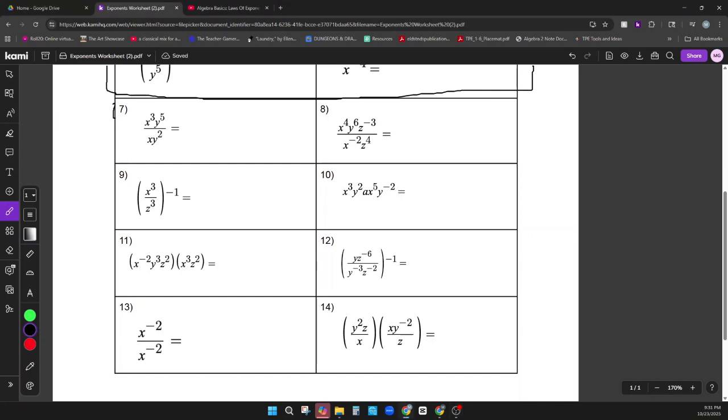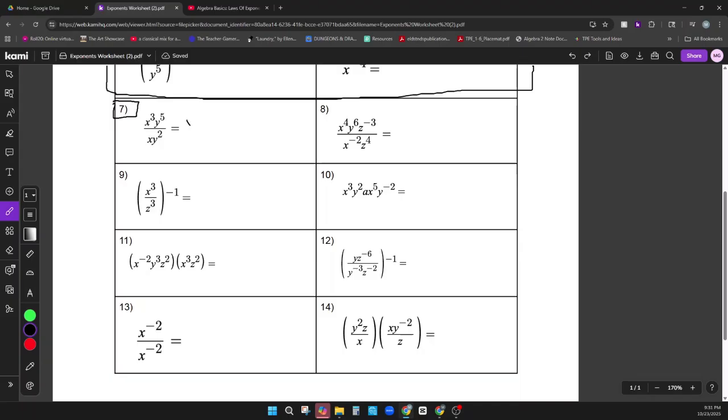So let's take a look at number 7 to start. I have x to the third times y to the fifth over x times y to the second power. You'll notice that I have 2 different bases: my x value bases and my y value bases. I am not going to try to do 2 things at once. I'm not trying to cancel at the same time. So in order to make things more organized, I'm actually going to separate those 2 bases.